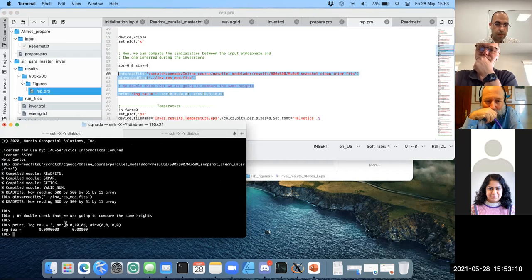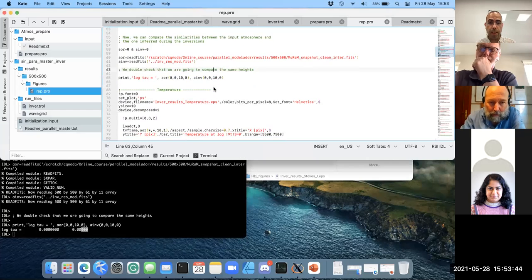then you will see that the index 10 in the initial atmosphere corresponds to log tau 0, and the index 10 in the inverted atmosphere is also 0. But this is because we decided it this way. The atmosphere that we use for the clustering has the same range, but it's not a condition. It's just to be sure that when we are comparing the same optical depth, we can use the same index. If you have a different height scale, then you should be aware of that when you're comparing the atmospheres.